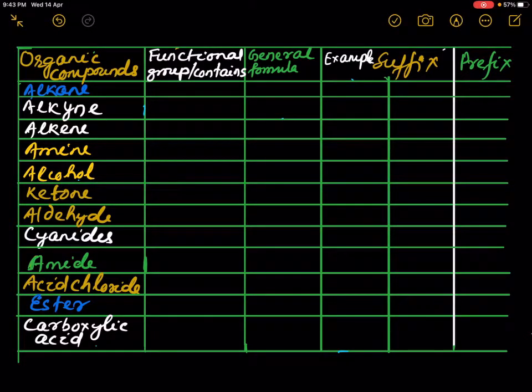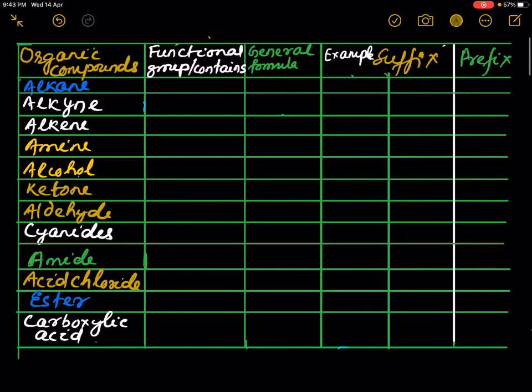In this video, we'll discuss the functional group, the general formula, examples, suffixes and prefixes of different organic compounds given in the first column.